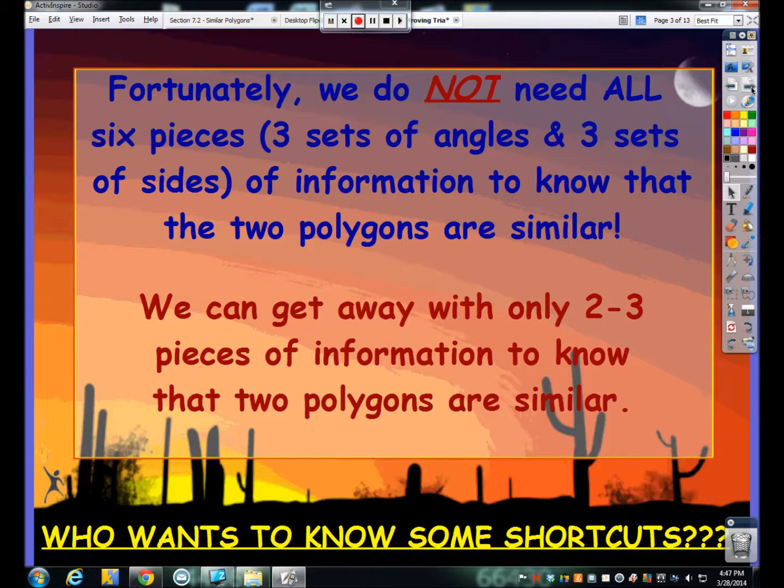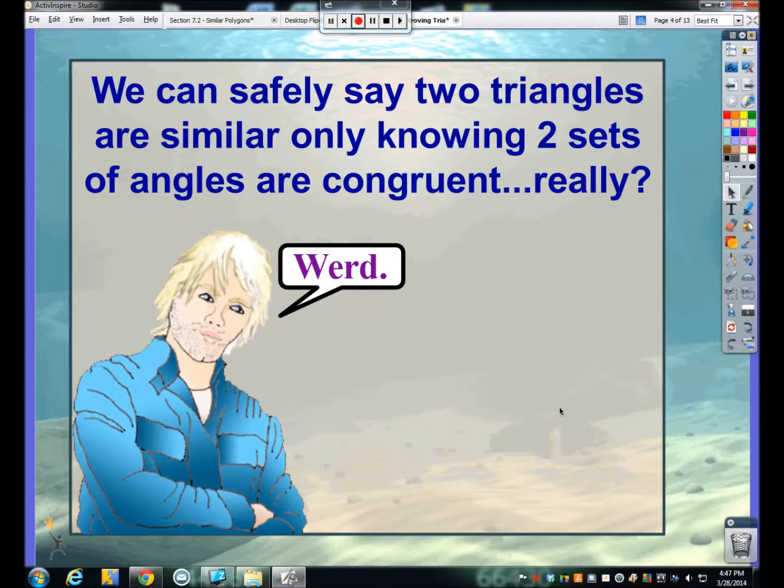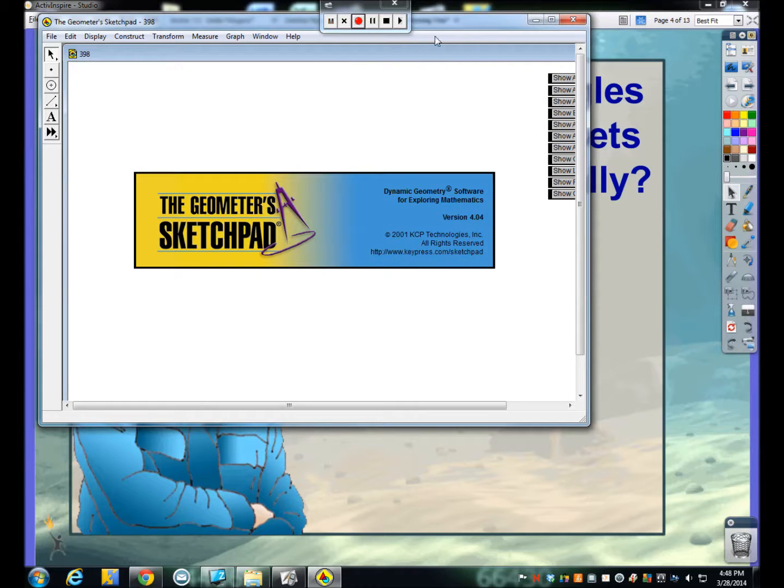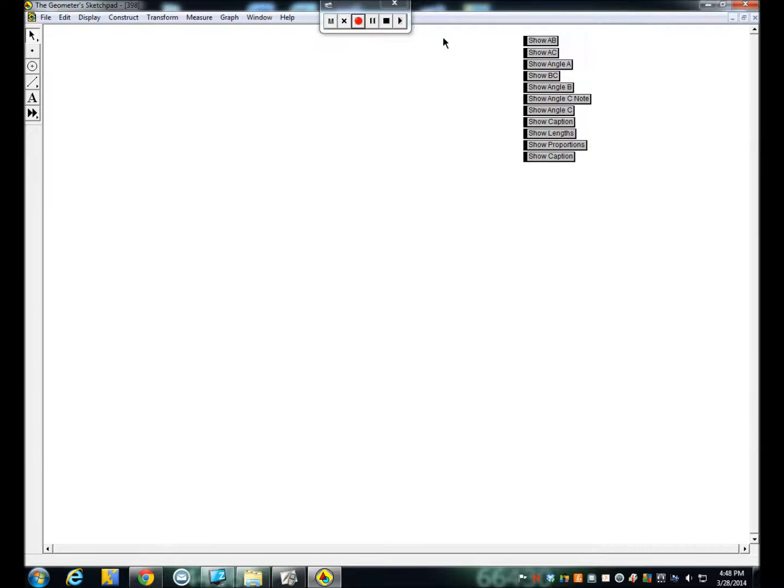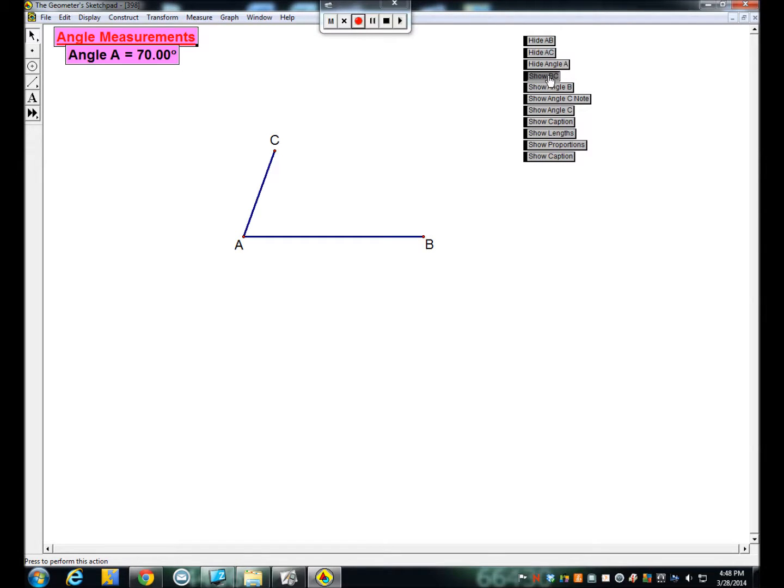So let's talk shortcuts. We can safely say 2 triangles are similar only knowing 2 sets of angles are congruent. Really? Yeah, really. Let's take a look at this. I've got Sketchpad here popping up. Let me show you some stuff.